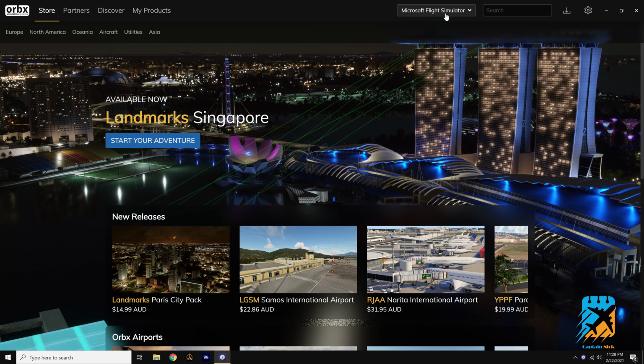If we go to the store here, obviously you've got to be in Microsoft Flight Simulator. I have uninstalled X-Plane 11. I know Ben and everyone's probably pretty not happy about that, but it's my computer.